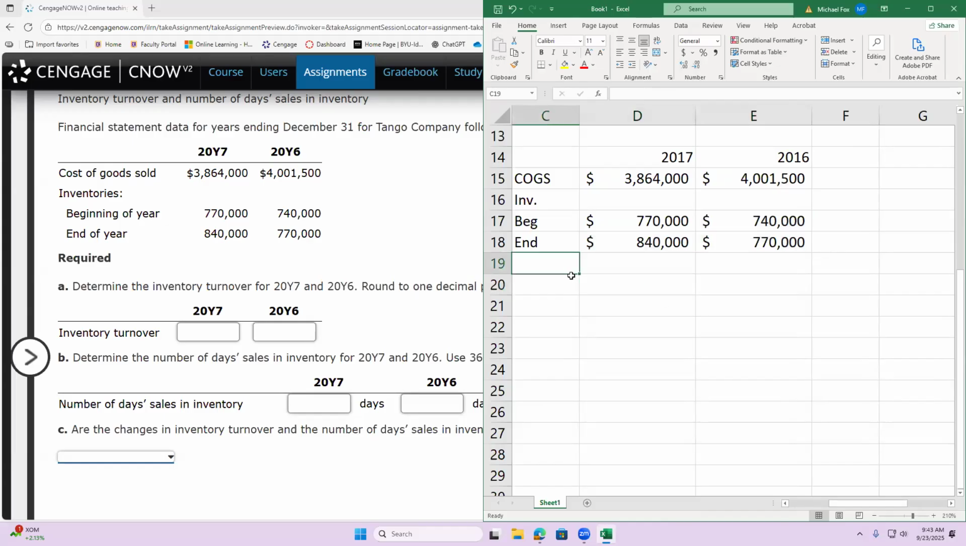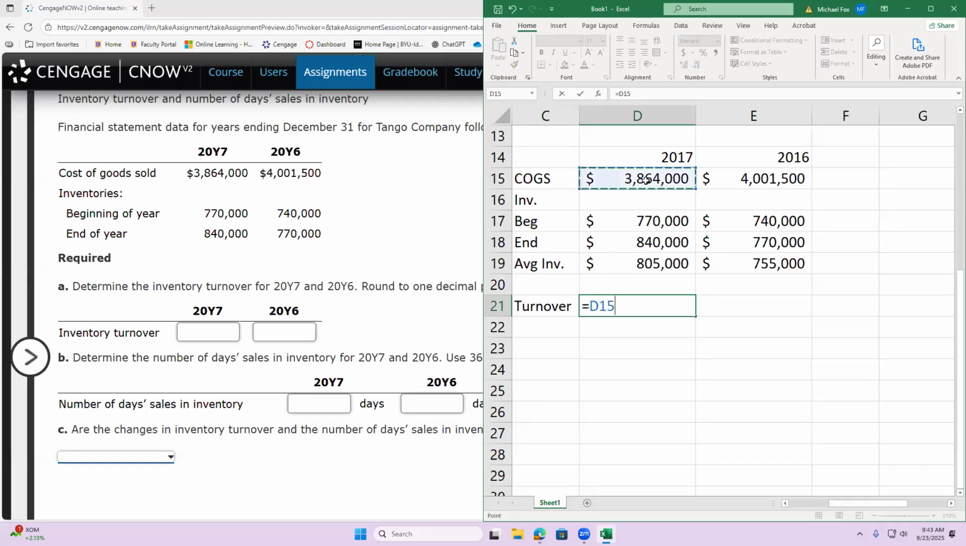So my average inventory then would just be, for 2017, the inventory at the beginning of the year plus the inventory at the end of the year divided by 2, right? And I could do the same thing for 2016. All right. So if my turnover is my cost of goods sold divided by the average inventory, then I would just say turnover equals the cost of goods sold divided by the average inventory.